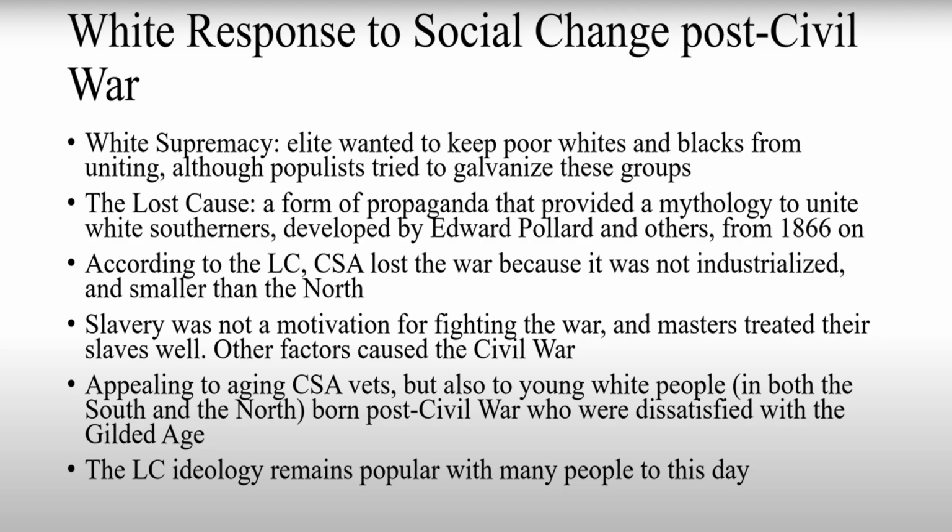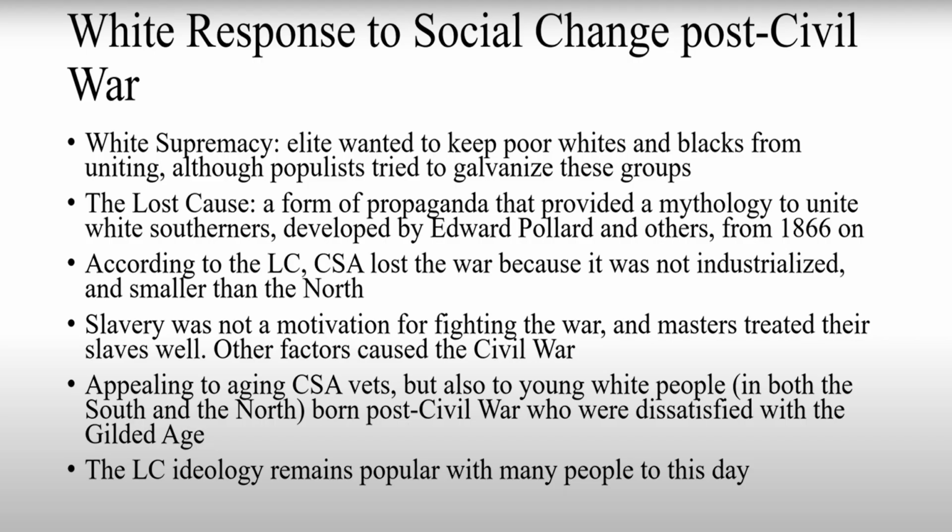The elite classes who own the plantations, who manage the factories, they wanted to keep poor white people and black people from uniting together. Populists tried in the South to unite poor whites and black people. It largely did not work, at least not on a state or federal level. Sometimes the populists would do well in local elections, but populism, unfortunately, was a non-starter in the South.